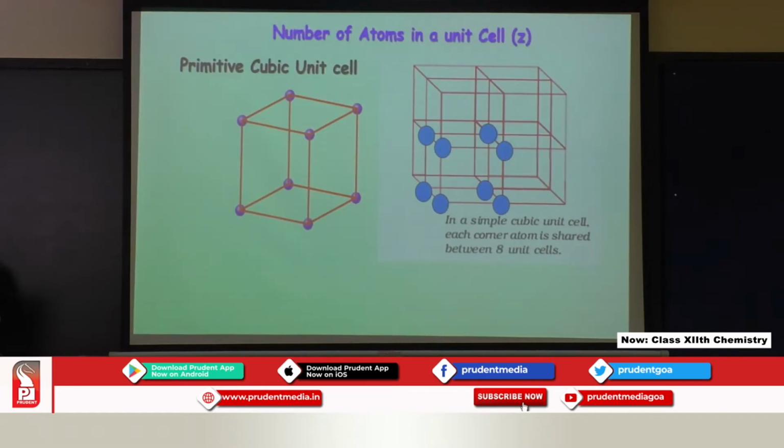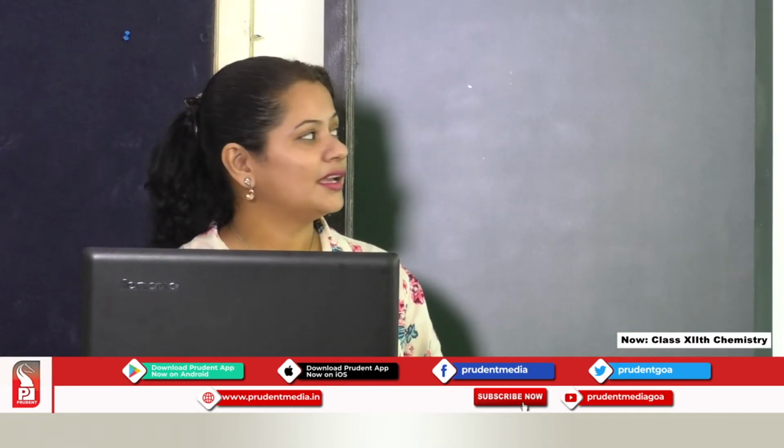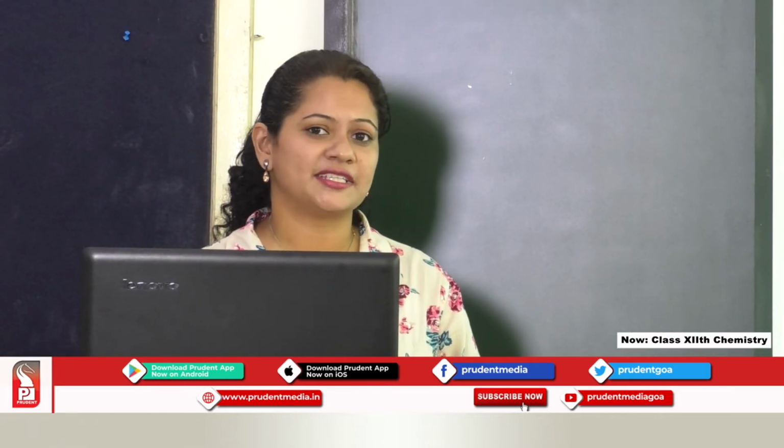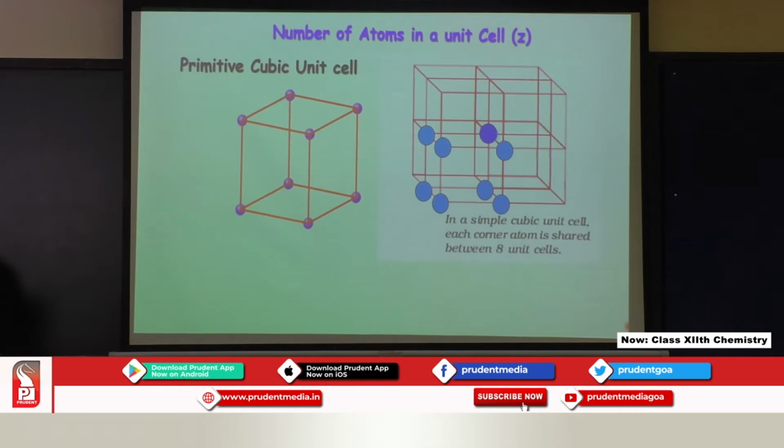We now come to the calculation of the number of atoms in a unit cell, and the symbol for this is Z. In the figure to the left, we have a primitive cubic unit cell. Look at the figure to the right. If you look at the atom which is highlighted in blue, I want you to think about this. With how many unit cells is this particular atom shared? The answer is 8. Yes, the atom which is highlighted in dark blue is shared with 8 other unit cells.